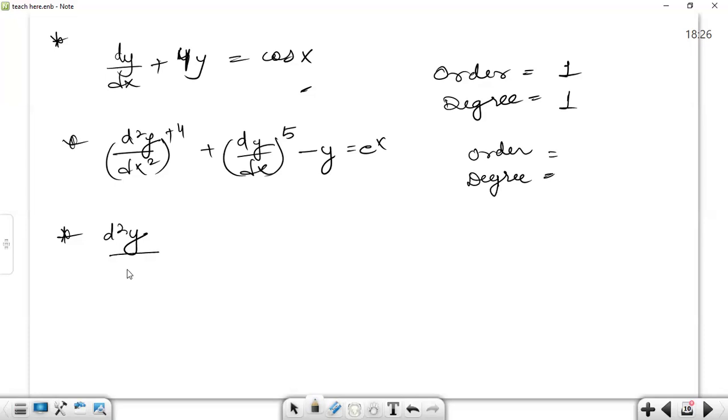Order and degree of this. Order is 2, degree is 5. No, the degree is of the highest order derivative. Now tell me. Okay, then it's 4. Yes. And whenever we are discussing degree, it must be of the highest order derivative, right?